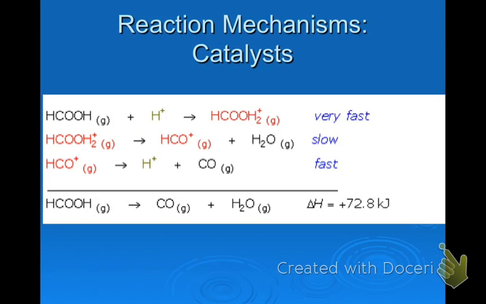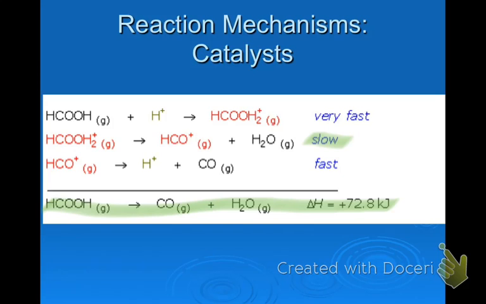So here we have, looks like the decomposition of acetic acid. And that's our overall equation. We've got a delta H of positive 72.8, so it's an endothermic reaction. And we've got 3 elementary steps. The first being very slow, very fast, the second one being slow, and the third one fast. So our rate determining step is step number 2, because the whole reaction is very much determined by how fast that middle step goes, since it's the slowest.